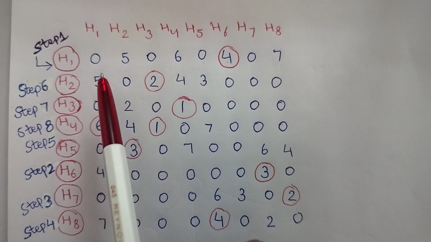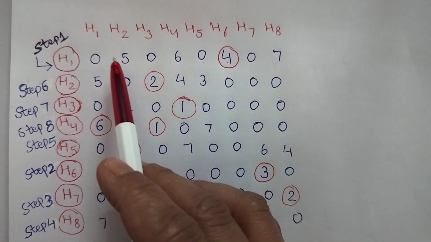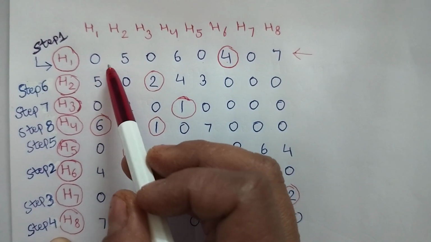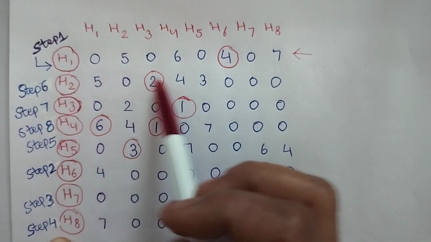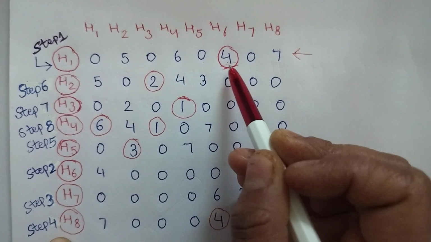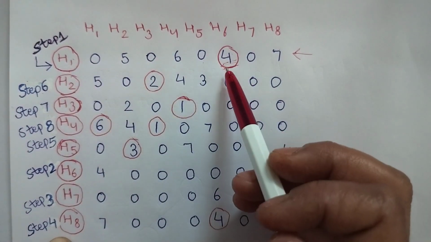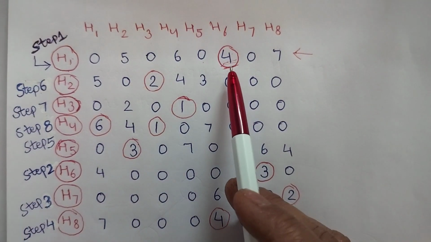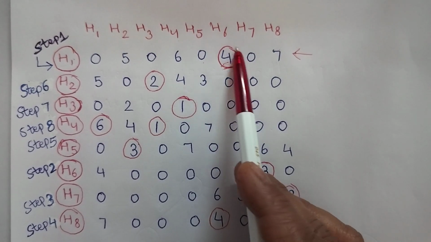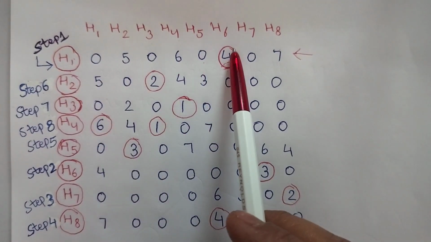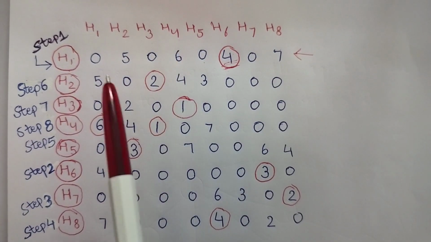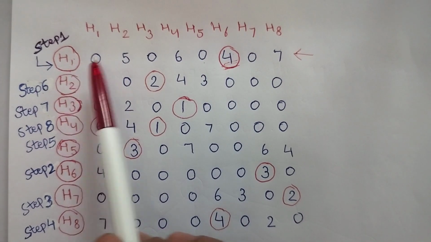Okay, now you can see in the first row, we will start with the first row of this matrix. In the first row itself, this is step 1, you can see the minimum or the least cost is 4, which is between cities H1 and H6. So basically, the minimum cost is 4, so you mark it. That means H6 is the city which has the minimum cost from H1. Among all the locations, H6 is the location which has the minimum cost.